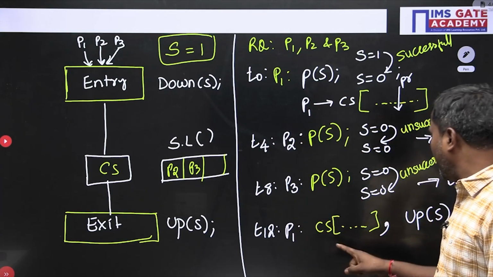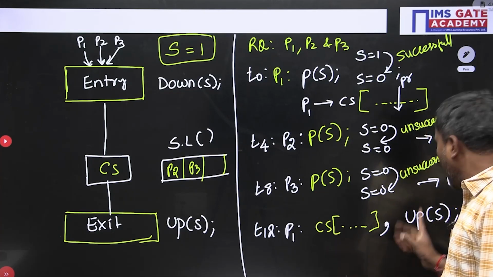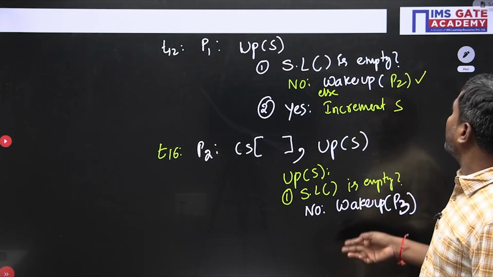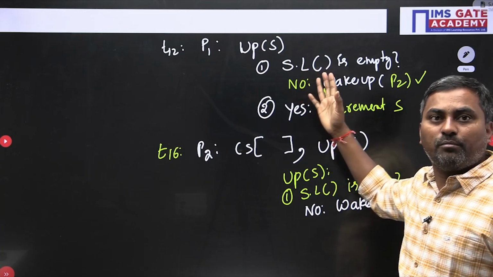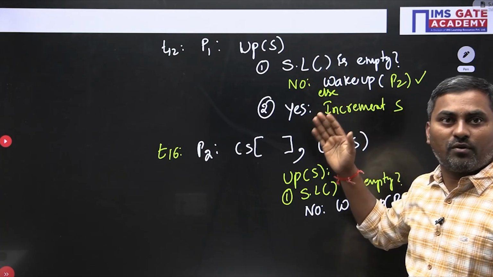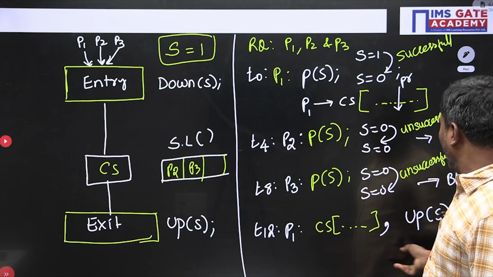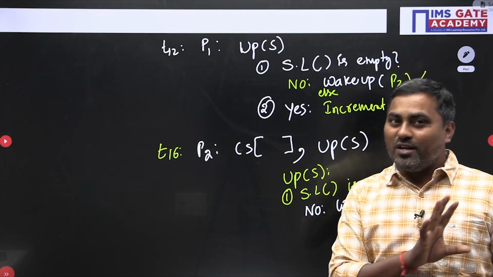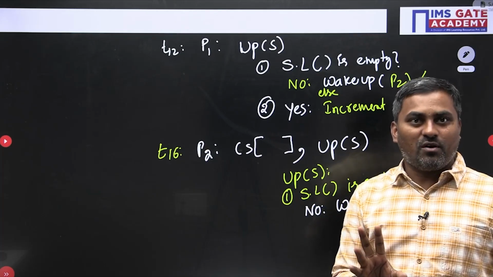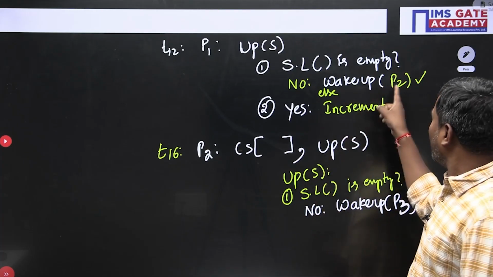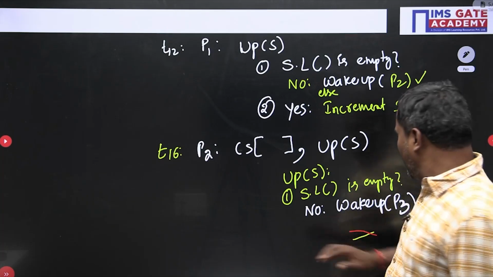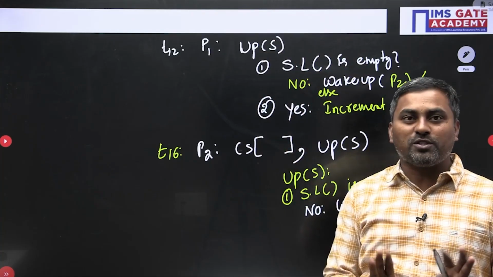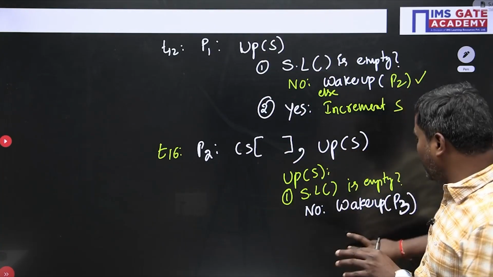Assumption: after some time P1 came, completed its critical section work and performs the up operation. What is the up operation now? I am checking whether the queue is empty or not. Not empty. So we are waking up P2. During the up operation, preemption will not happen. So suppose I wake up process P2. Now suppose I schedule only P1, and P1 tries again. Will it be able to enter or not? We'll see now.